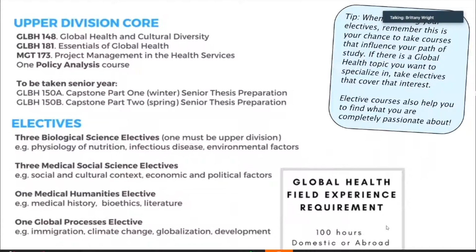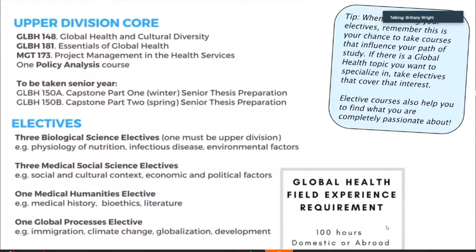Global Health 181, Essentials of Global Health, is a course taught by faculty in the School of Medicine. So 148 is usually taught by an anthropologist, a medical anthropologist. And then MGT 173, Project Management in the Health Services, is taught through the Rady School of Management. So you're really going to get the three-pronged approach to looking at things from a medical standpoint, from an anthropological standpoint, and then also from a business aspect. And even if you're not interested in business, it's really valuable to know how the inner workings of healthcare work.